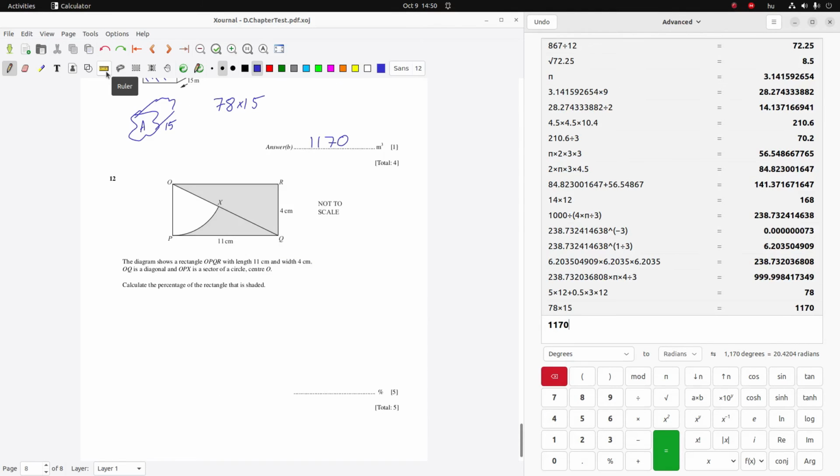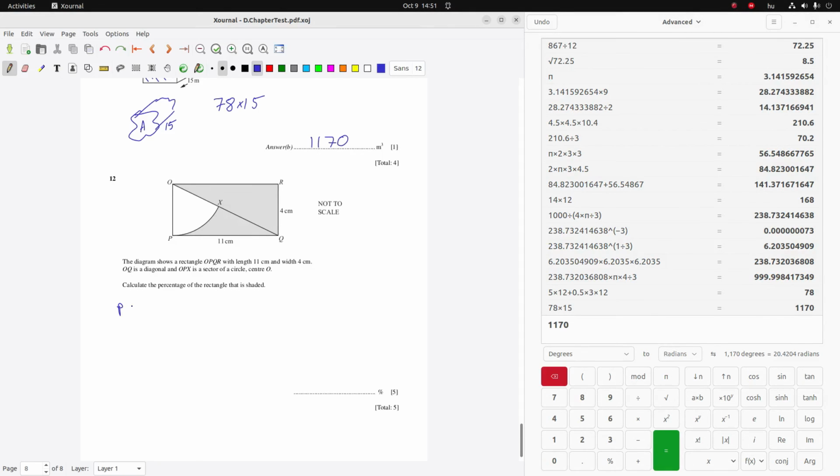Okay, moving on with the last question. We have the length and the width of a rectangle. And we have this diagonal and we have this sector of a circle. And we want to know the percentage of the rectangle, which is gray. 5 points.